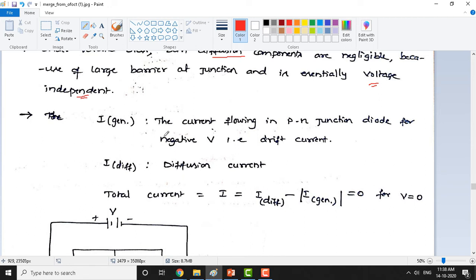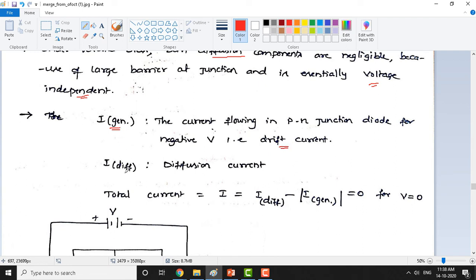Okay, so we have come to an end of this topic. Let's see the few equations we have left out. Let me cover those equations. We used here a notation called I generation current. We already coined this term earlier. Now let us see the definition of this. The current flowing in a PN junction diode for negative voltage, that is the drift current, is called I generation here. That's due to the reverse bias.